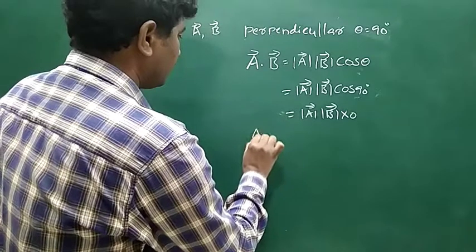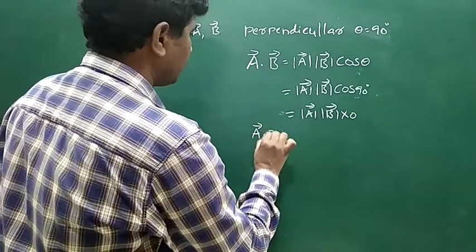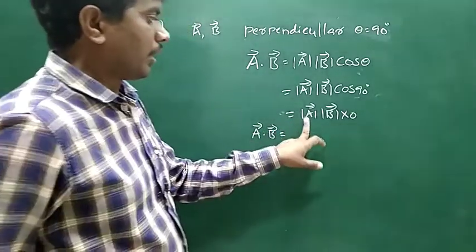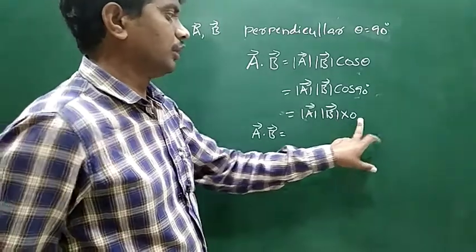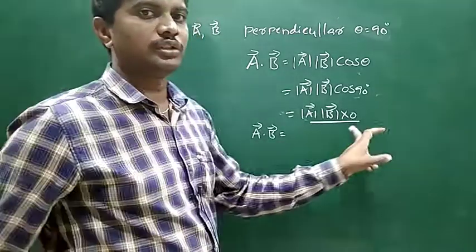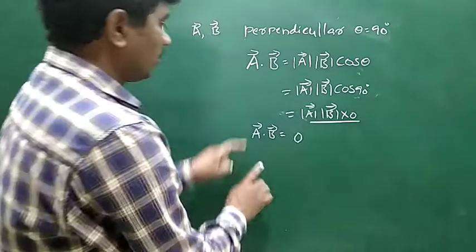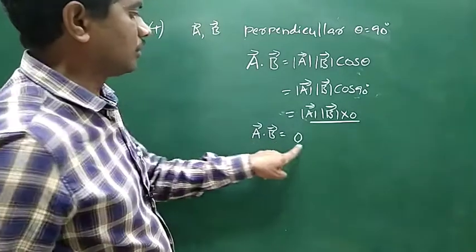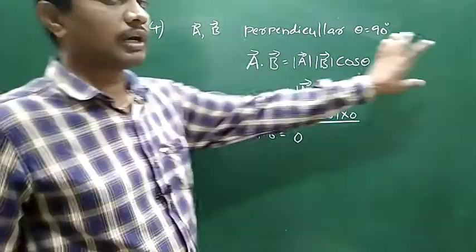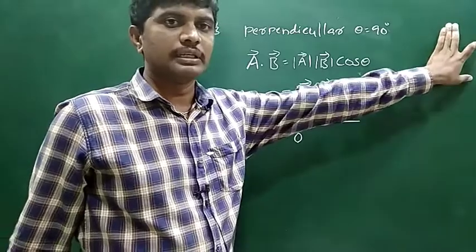Therefore A bar dot B bar equals mod A bar into mod B bar into 0. Zero times something is equal to 0. Therefore A bar dot B bar is equal to 0. Therefore the dot product of two vectors in perpendicular lines is the minimum.